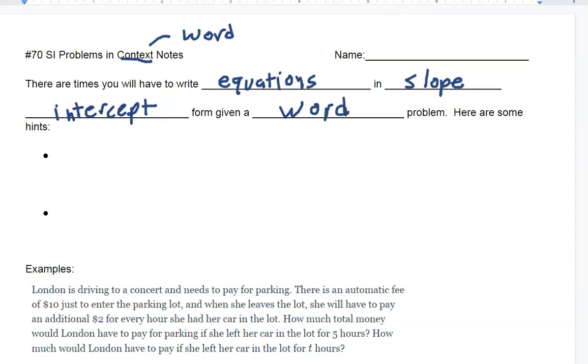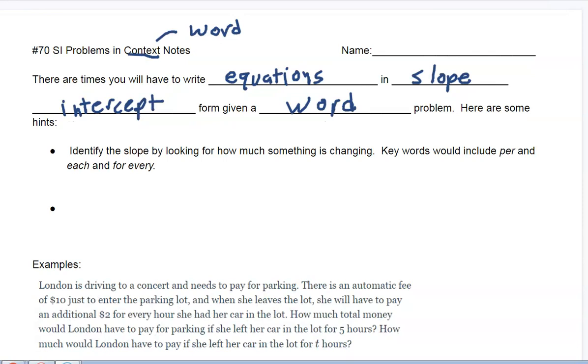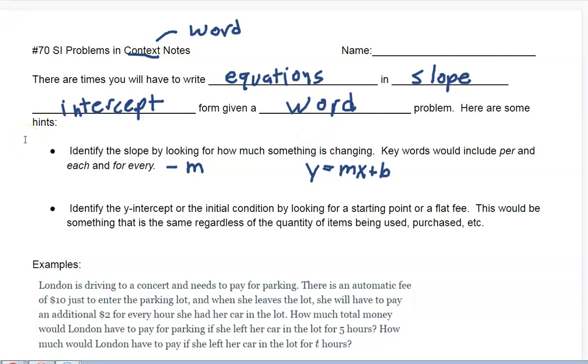So, first, you want to identify the slope by looking for how much something is changing. Keywords could include per, look at that cat sound, per, and each and for every. So if you see things like per mile or per dollar or per whatever or each or for every, any one of those could help identify your slope. Remember that's going to be your m in y equals mx plus b.